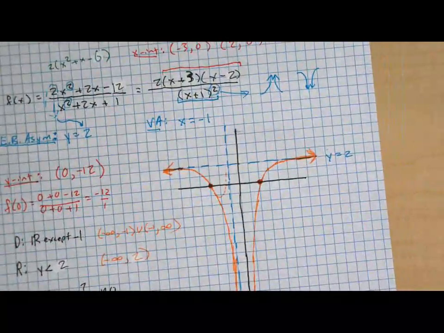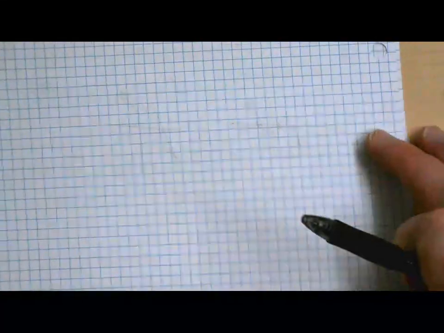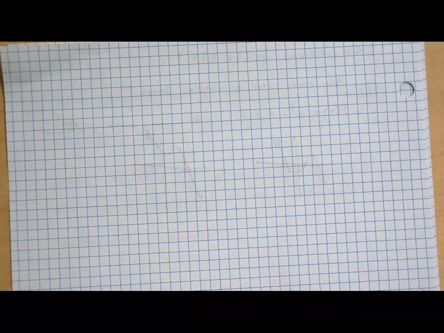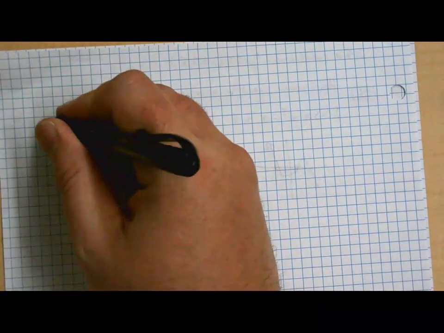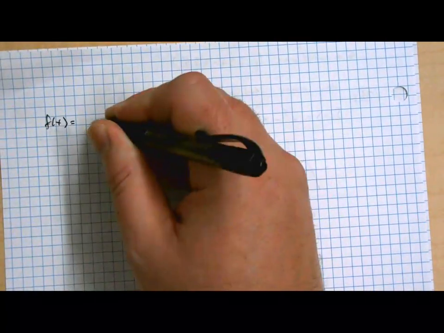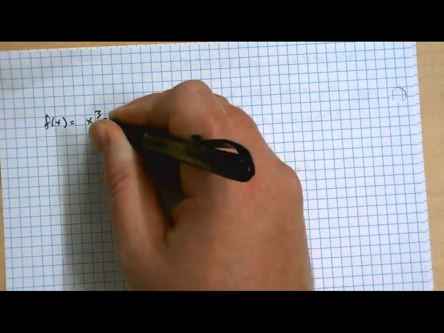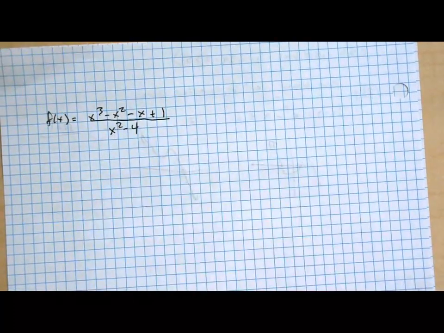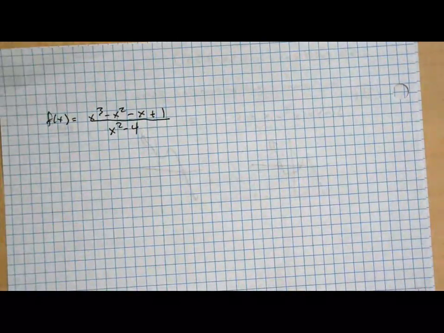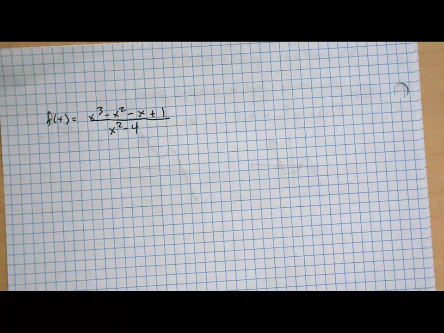Last one, it's on the bottom of your packet there. Again, if you leave some space above, that'll be useful to us. F of x equals... we are going to need to factor this one eventually. Do you want to do it now or do you want to wait for later? Just do it now? Okay.